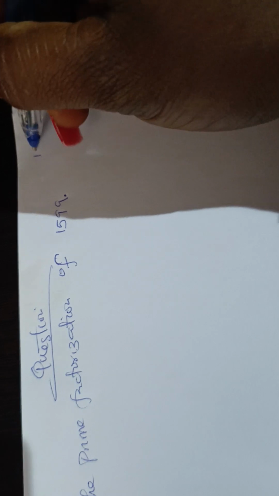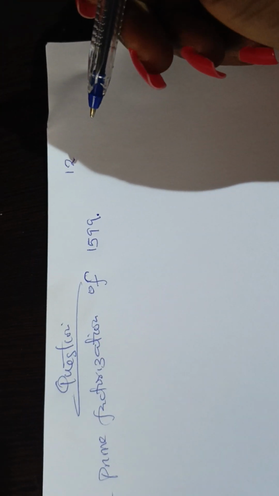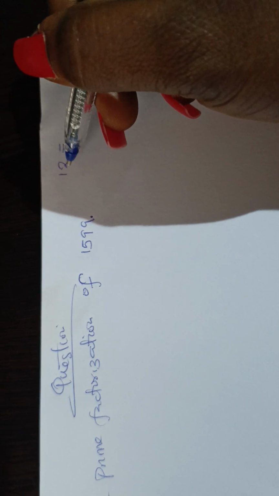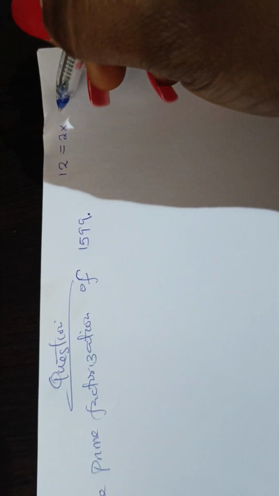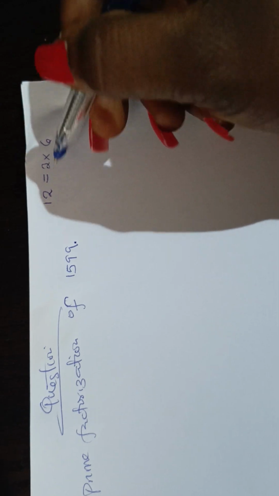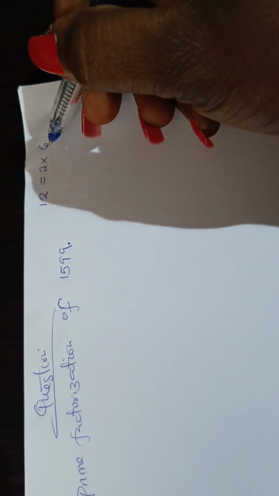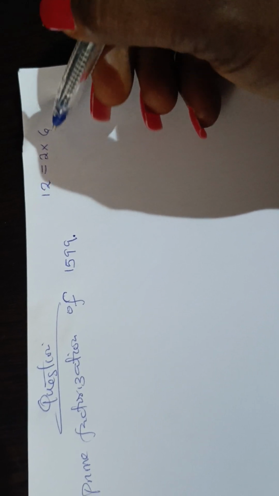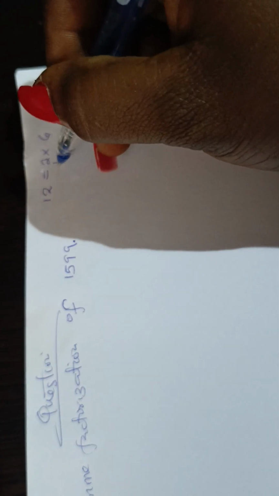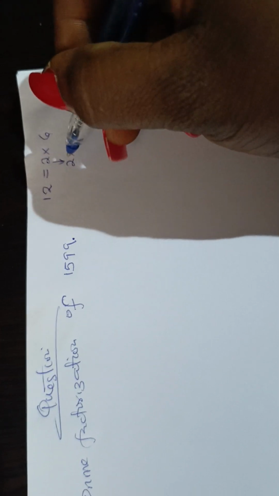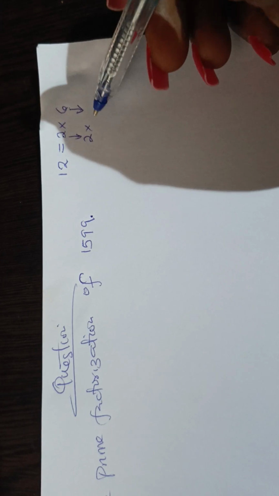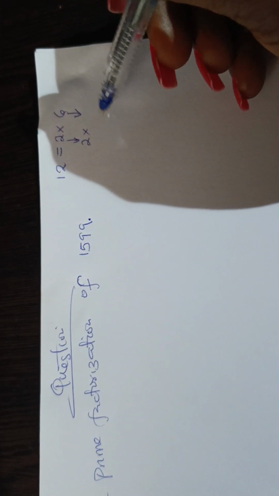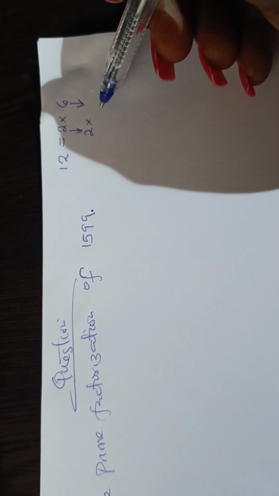Assume I'm given the number 12 and I'm asked to find the prime factorization of 12. I'll first of all expand or rewrite 12 as a product of other numbers. Remember, 12 is 2 times 6, or 3 times 4, or whichever. Now out of this, 2 is a prime number, 6 is not a prime number. But prime factorization requires that all the products, that is all the factors, should be prime.